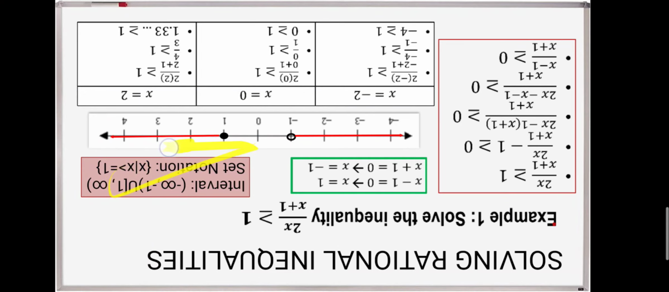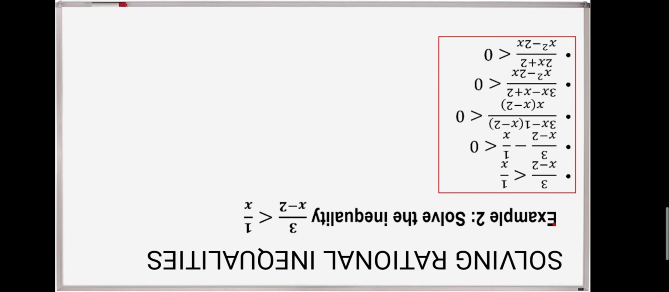Then in set notation, it should be x such that x is greater than or equal to 1, but it should have x is less than negative 1. Okay, less than negative 1. So x such that x is greater than or equal to 1, and x is less than negative 1. Okay, so another example.